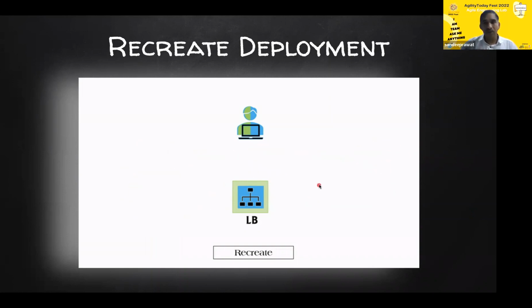So when version 1 and version 2 do not exist together, how can you say that certain traffic will go to version 2 and certain traffic will go to version 1? Is that clear?